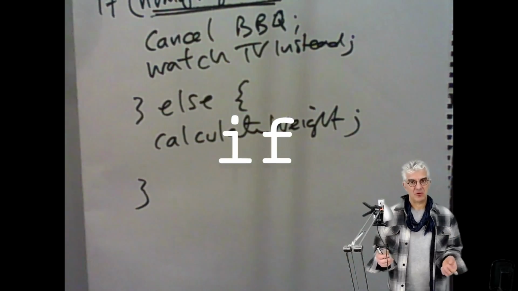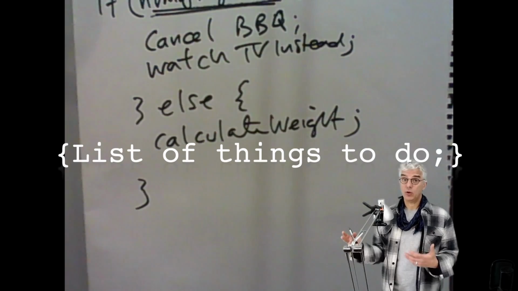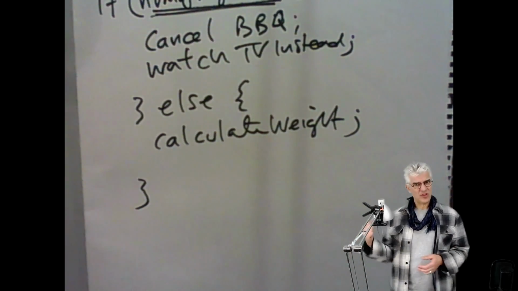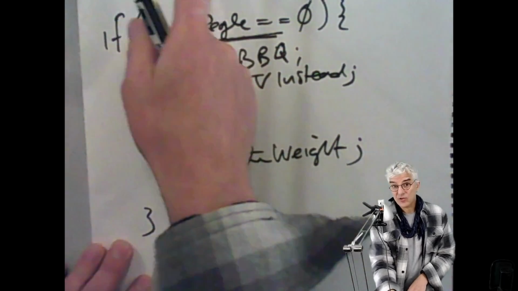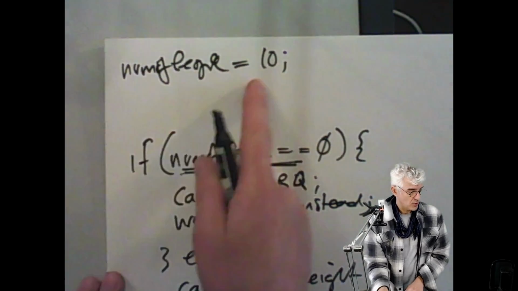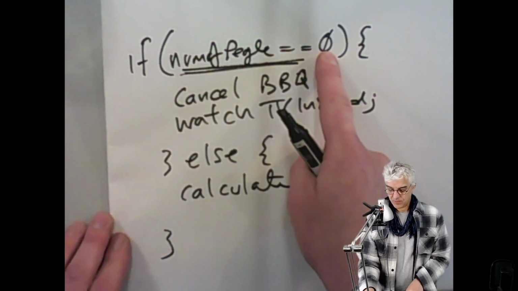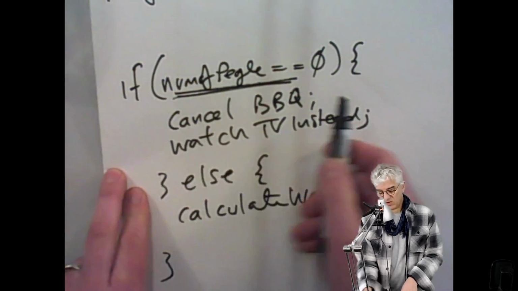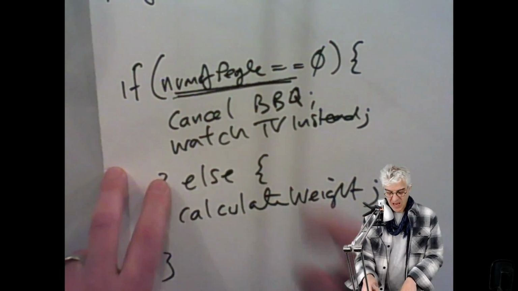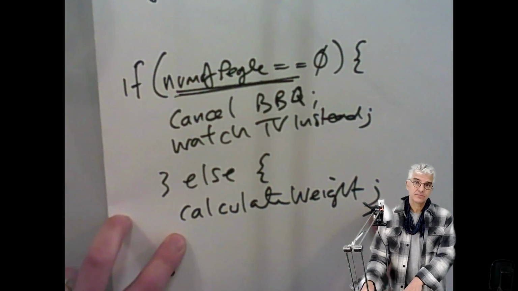If something or other, then do this stuff. Additionally, to make it even cooler and more useful, else do this other stuff. So, if our integer variable, number of people, is equal to, double equals, 0, do a thing. Cancel barbecue, watch TV. Else, do something else.